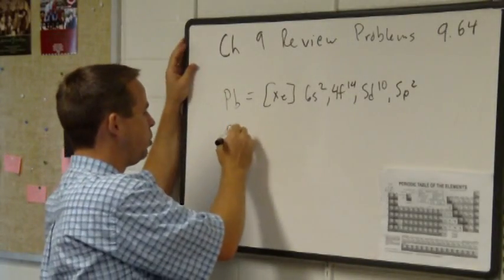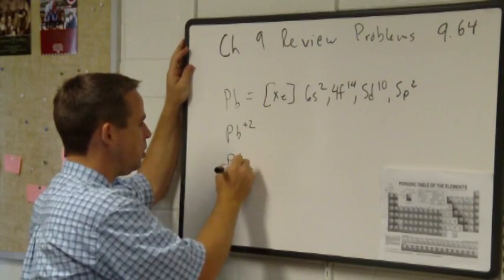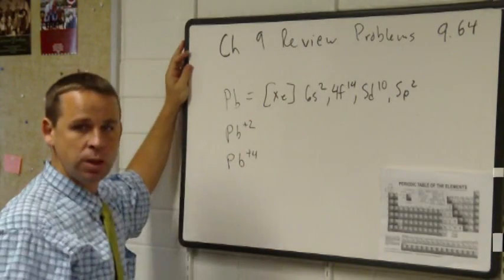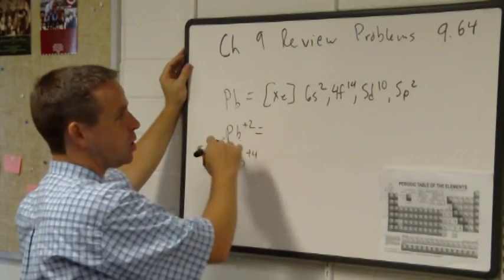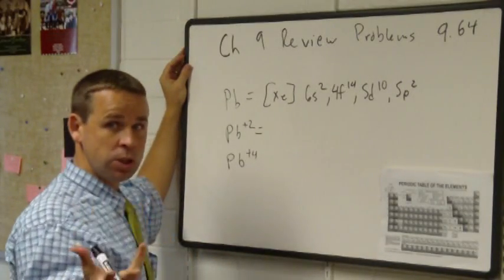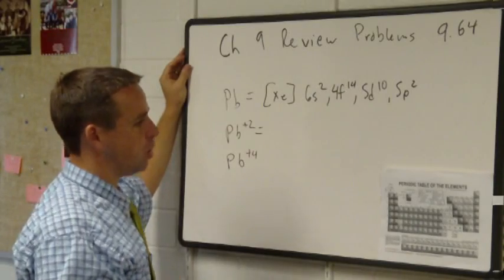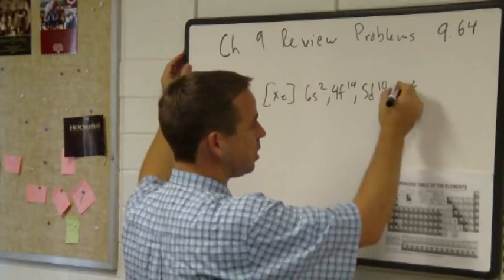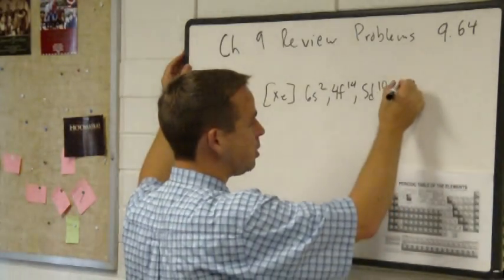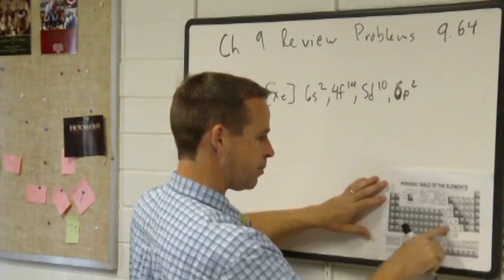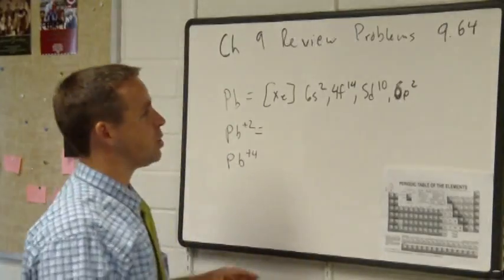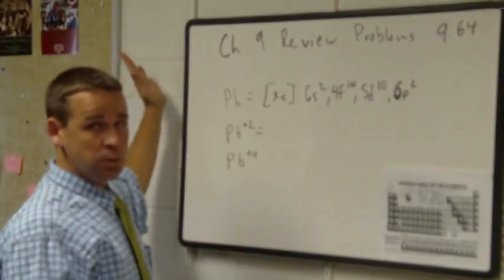And the Pb+2 ion and the Pb+4 ion. Those are the questions, right? What would be the electron configuration? Well, for the Pb+2 ion, we would lose 2 electrons. Which 2 electrons would we lose? Oh wait, this isn't 5p, this is 6p. 6p2. Yeah, 6p2. All right, so which 2 electrons would we lose?